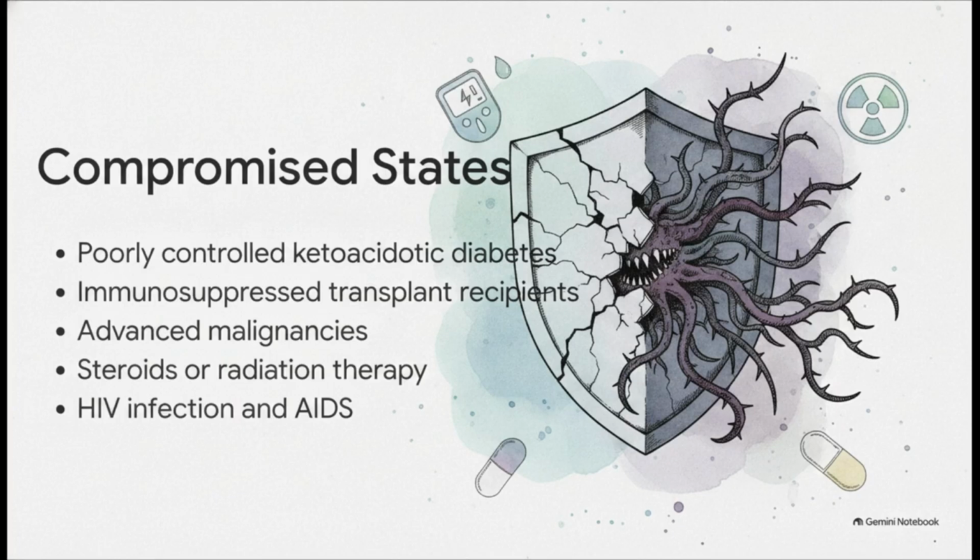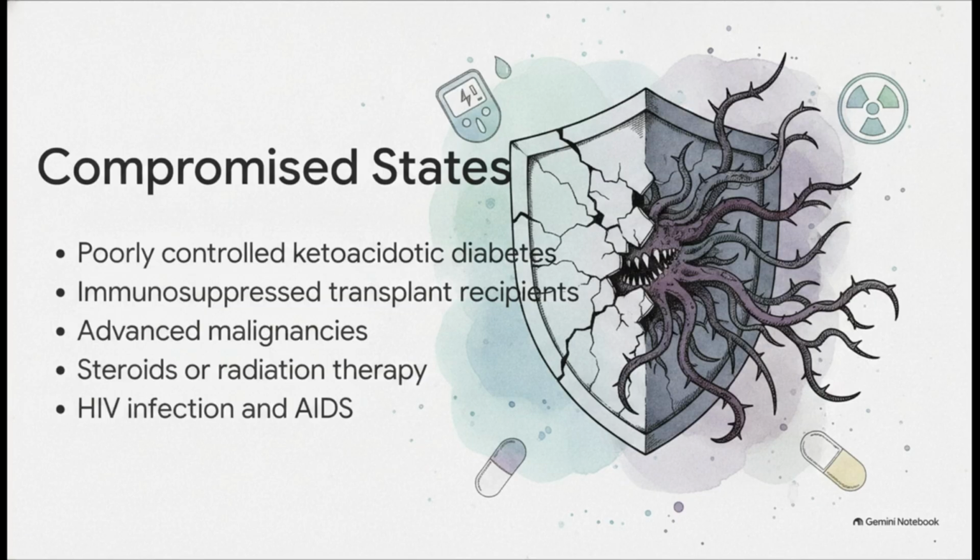So the crucial point here is that these infections almost exclusively target patients with severely compromised immune systems. Like we said, an intact immune system clears these spores with ease. But think about the predisposed states. We're talking about patients with poorly controlled ketoacidotic diabetes, immunosuppressed transplant recipients, folks battling advanced malignancies, people undergoing heavy systemic steroid or radiation therapy, and those living with HIV and AIDS.